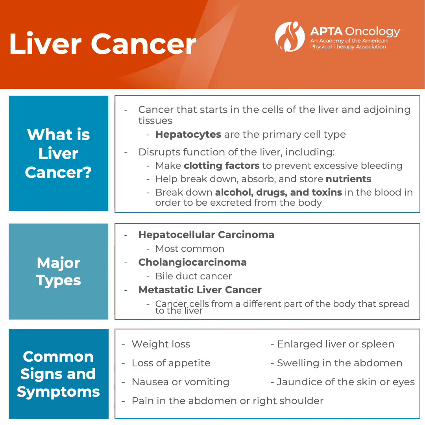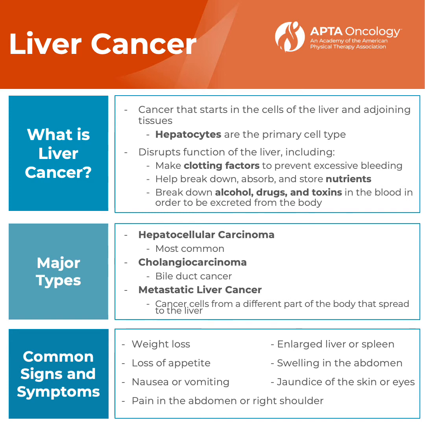To begin with, let's answer the question, what is liver cancer? Liver cancer is a cancer that starts in the cells of the liver and the adjoining tissues. Hepatocytes are the primary cell type in the liver, but there are three more that make up the four major cell types that work together to maintain liver functions. The other cell types are hepatic stellate cells, Kupffer cells, and liver sinusoidal endothelial cells. Again, those three, along with the hepatocytes, work together to maintain the functions of the liver.